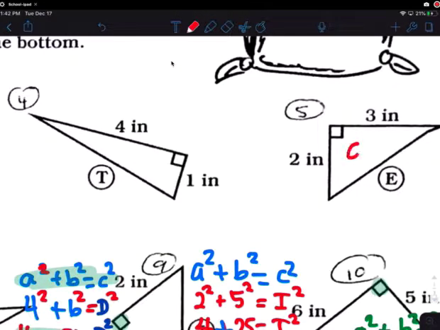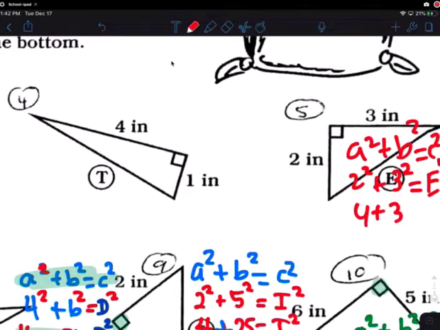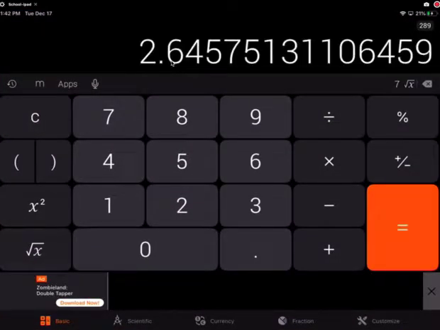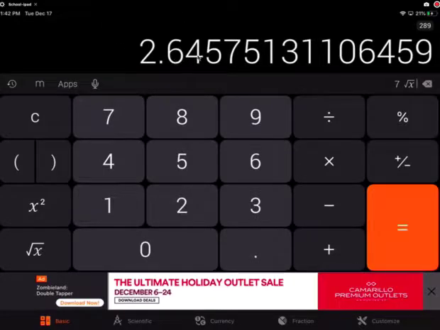A squared plus b squared equals c squared. A is 2 squared plus 3 squared equals e squared. 4 plus 3 equals e squared. 7 equals e squared. Take the square root. You got 2.6. This is a 4. 4 or lower, the number stays the same, so it stays 2.6.